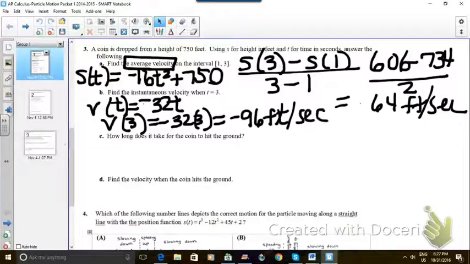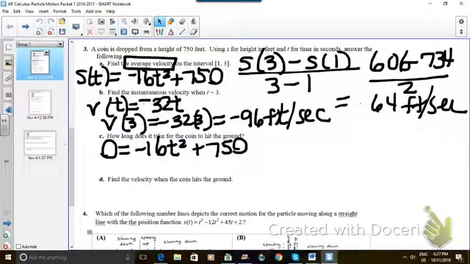Part C, how long does it take for the coin to hit the ground? 0 equals negative 16t squared plus 750. Finding the position again when it is 0. Solve for t. Again, you can do this in your calculator if you wish to. t equals 6.847 seconds. Find the velocity when it hits the ground.